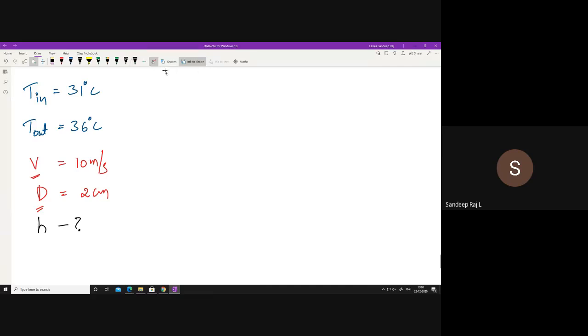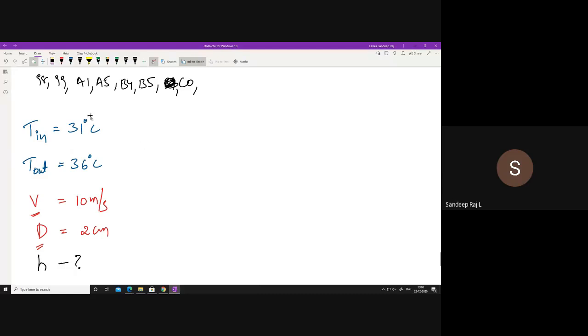So this is the problem given to you, and you are expected to calculate the H here. And here, let me say that water is flowing, and let me change this temperature 36 to 35 to make our calculation easy. I am changing it like this.